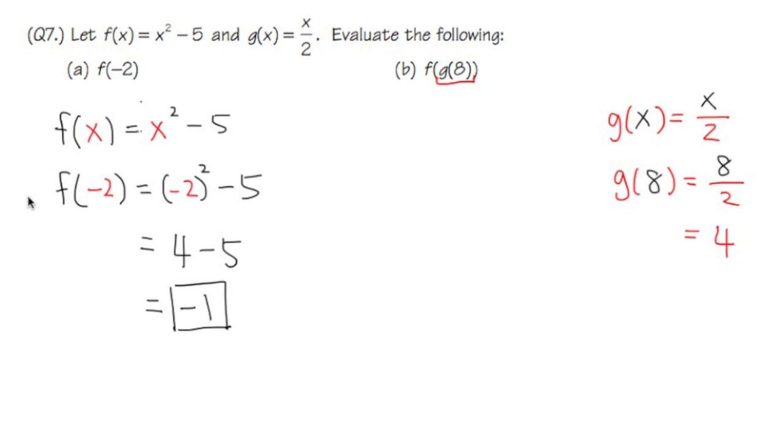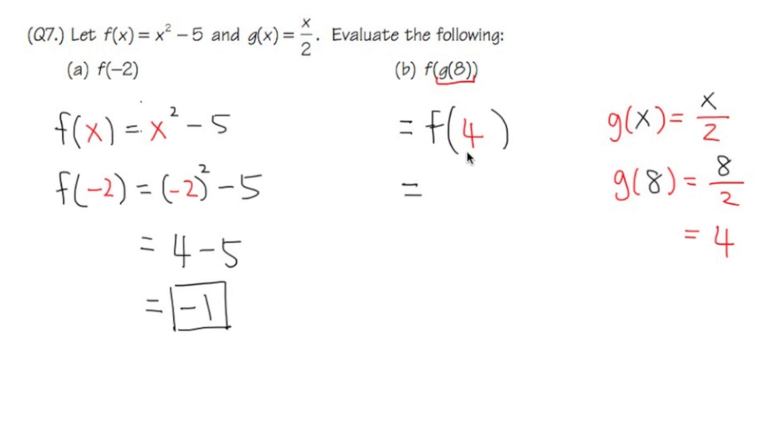To continue, f stays the same, alright? Open the parentheses, but inside we have g of 8. We know g of 8 is equal to 4, so we are going to plug in 4 into that parentheses right here. Now the question becomes, we have to calculate what f of 4 is equal to.